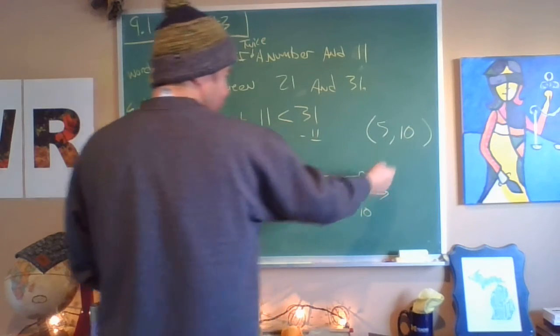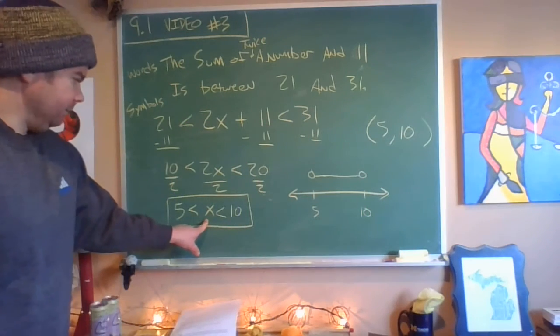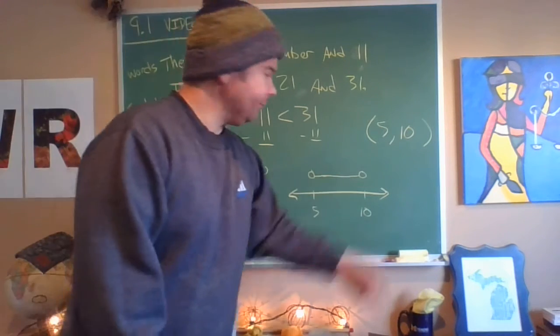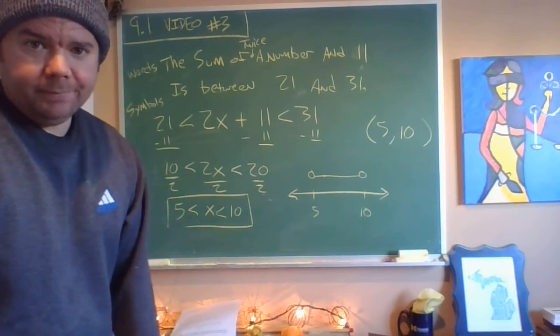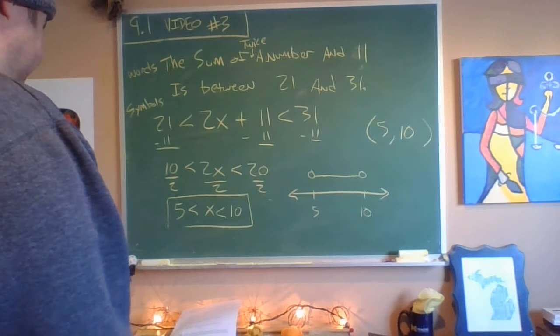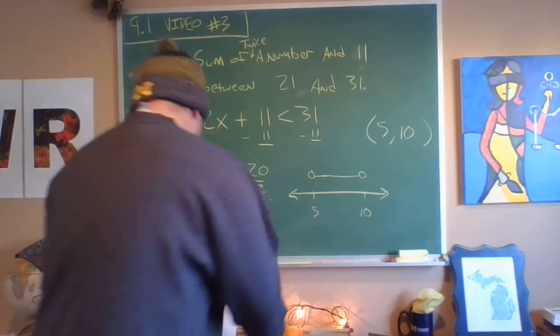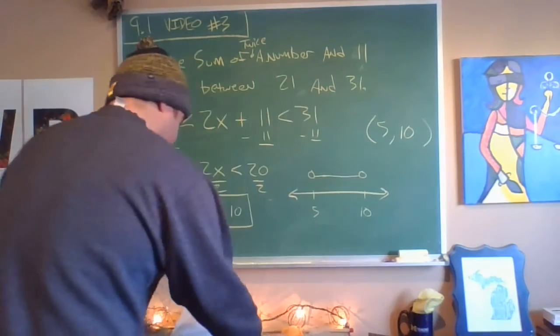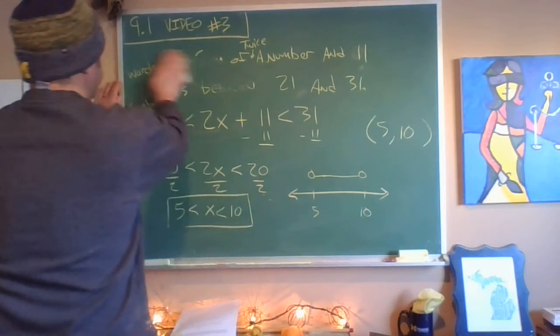So here's interval notation. Here's kind of inequality notation. Here's the graph. I think that covers everything, right? So good. All right, so last one is kind of a bigger story problem.